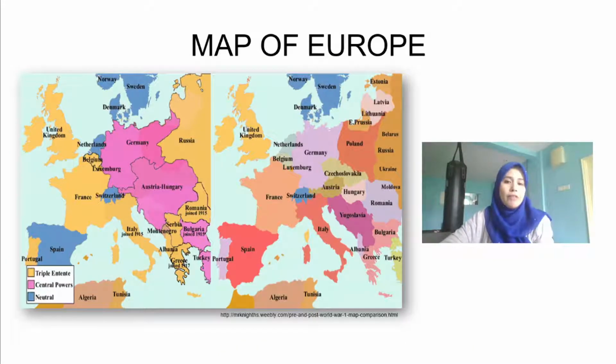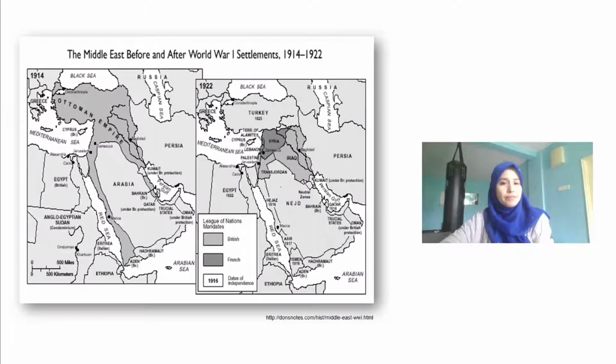And this is the map of Europe. You can see there are changes in terms of the map of Europe, whereby Germany shrank, and we do have Poland and Czechoslovakia. Austria-Hungary split into at least three: Austria, Hungary and Yugoslavia. And this is the Middle East. Before that, most of it was the Ottoman Empire. Then it changed to Turkey, Syria, Iraq, Jordan, and so forth.